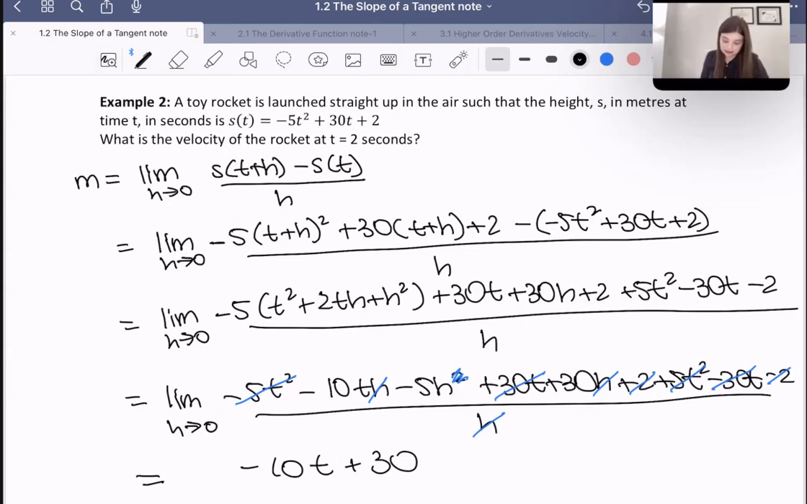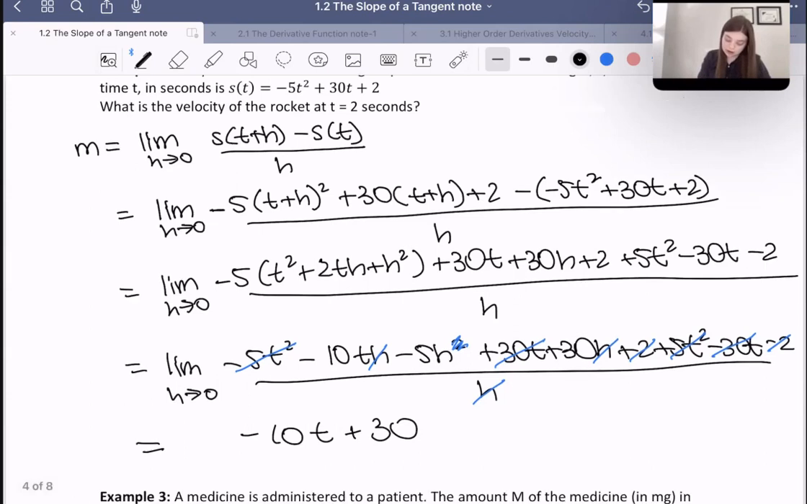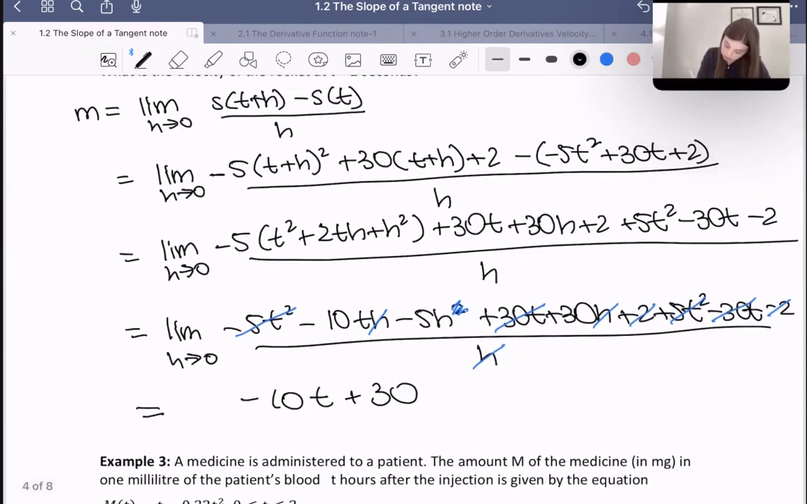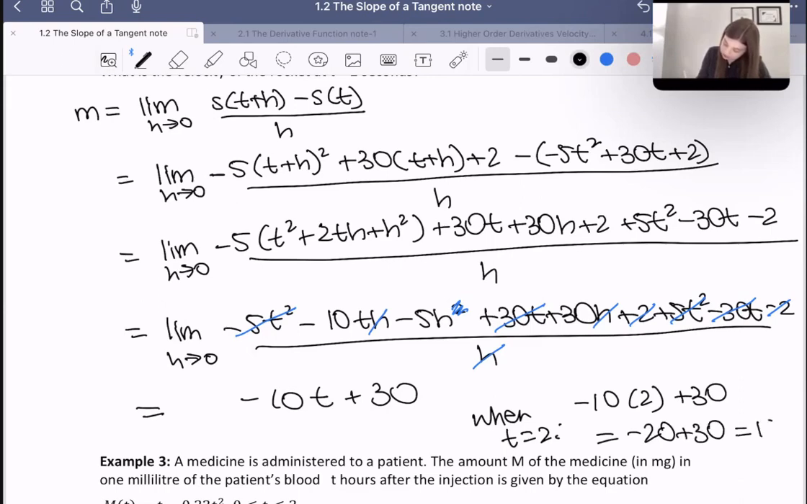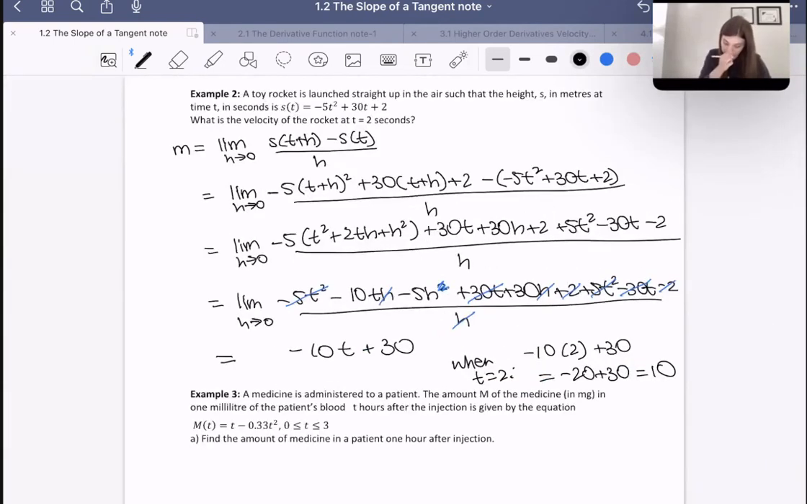Negative 10t plus 30. Now it asked, what is the velocity when the rocket is at t equals 2 seconds? So when t equals 2, it is negative 10 times 2 plus 30, which is equal to negative 20 plus 30, which is equal to 10. So therefore, the velocity at t equals 2 is 10 meters per second. Very good.